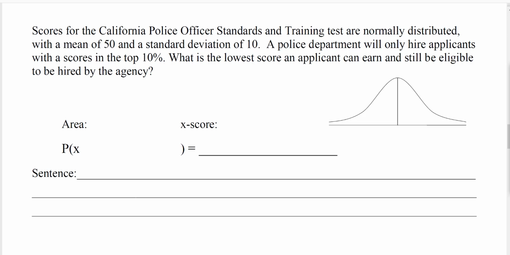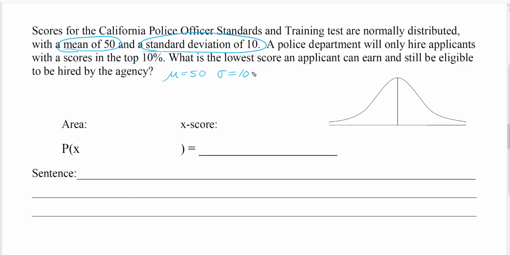First thing that we're going to do is notice the mean and standard deviation. We have a mean of 50 and a standard deviation of 10. So I'm going to write the mean is 50 and the standard deviation is 10. That will be important information. Next, we're going to want to see what the scenario is asking. What is the lowest score an applicant can earn and still be eligible to be hired by the agency? And it says it's only in the top 10%.